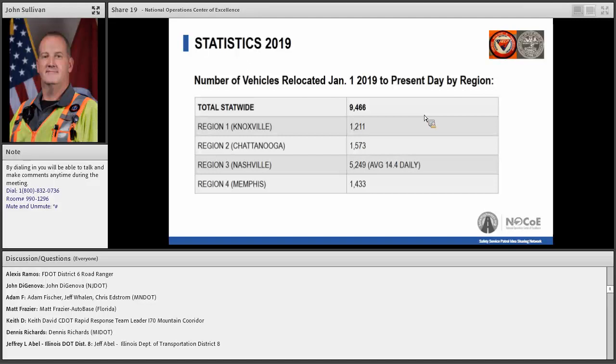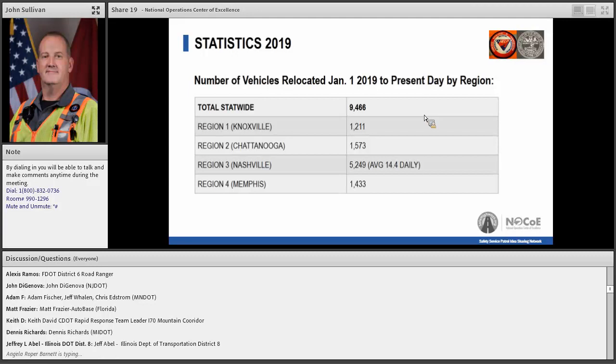Now, I've got a few stats here. I didn't pull up a whole lot of stats. Obviously, they're statewide. We relocated vehicles just from January 1st to the present day, almost 10,000 times statewide. And here in Nashville, in Region 3, speaking on our behalf, we've definitely upped our game to relocating as many vehicles as possible when it's favorable. And like I said, some of these may not be relocated by just push, pull, or drag. It may be having them drive to the next exit or a short distance to a safer location.